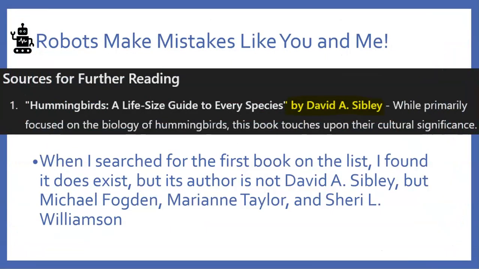Here's another issue. Robots make mistakes just like you and I. So another source I was provided with by AI for that prompt was this book called Hummingbirds, A Life-Size Guide to Every Species, which I looked up. It's a real book. It exists. The problem is it's not by David A. Sibley. It's by these other authors I have listed at the bottom of the slide here. So the way that AI works is that it's fed lots of information from all across the internet. And sometimes when it spits that information back out at you, it gets mixed up and garbled up. So that's something to keep in mind.